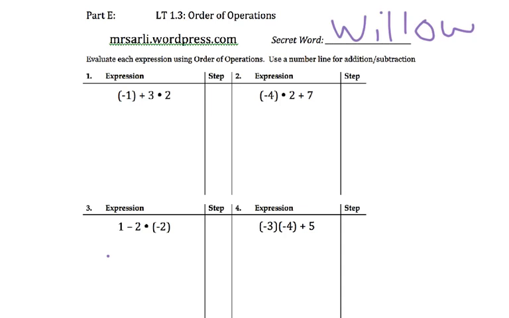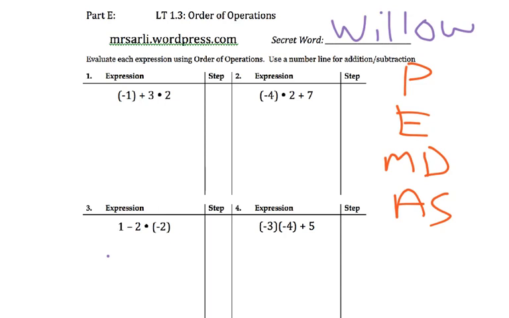Okay, for this part, we are going over order of operations with integers, which gets a little crazy. But as a general rule, we have our order of operations. Parentheses, step 1. Exponents, step 2. Multiplication and division from left to right, step 3. Addition and subtraction from left to right, step 4.